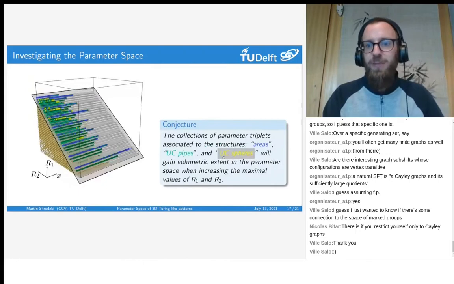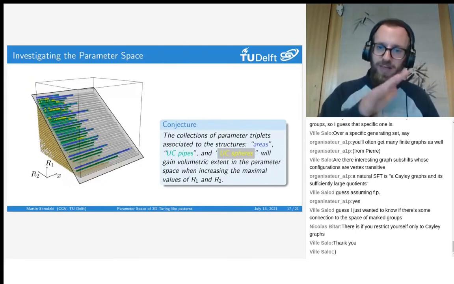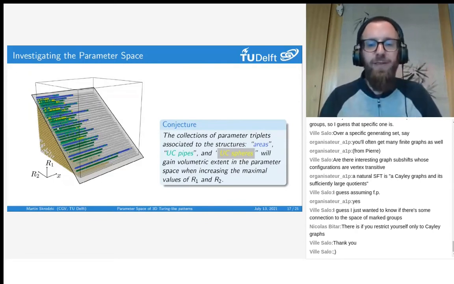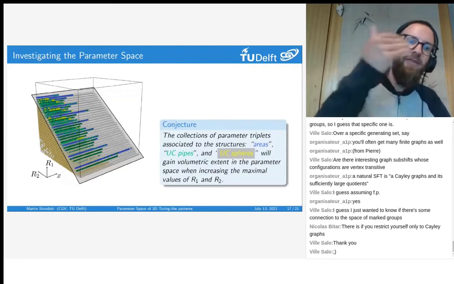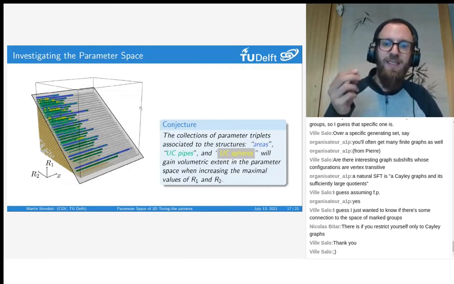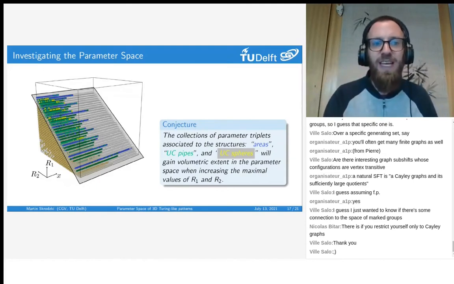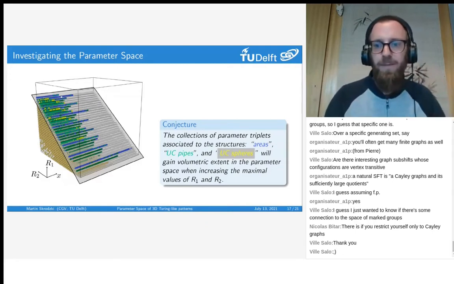These UC pipes and UC sphere structures only arise around this hyperplane that I've shown you before, but we still do conjecture that if you go far enough out with your maximum radius R1 or R2, these will also actually gain volumetric extent. Volumetric not in the sense of the Turing pattern, but in the sense of their corresponding parameter sets in the parameter space.